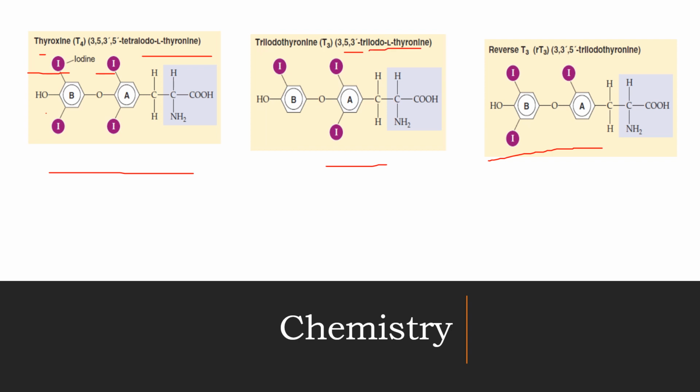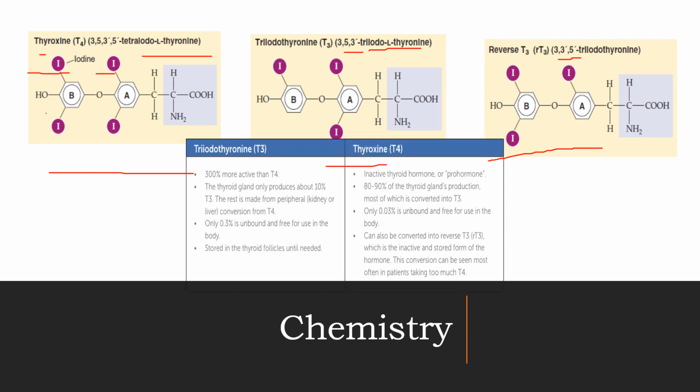Whereas in case of reverse T3, the position of iodine is 3, 3 prime and 5 prime. So we can see what the differences are between T3 and T4. T3 is around 300 times more active than T4. But 80 to 90% of the hormone secreted by the thyroid is T4. T4 is the inactive thyroid hormone, but it is maximally secreted from the thyroid gland.